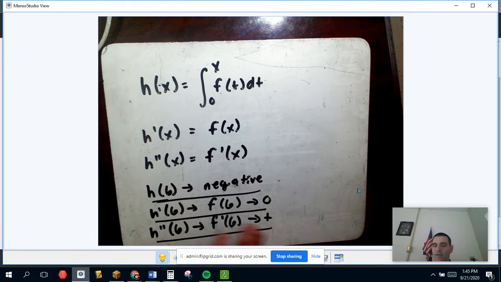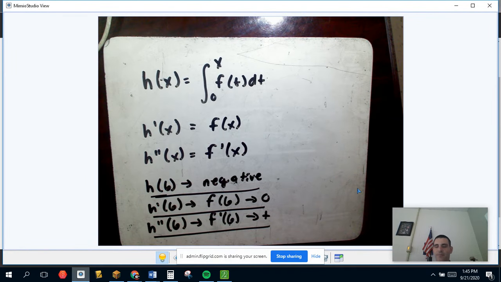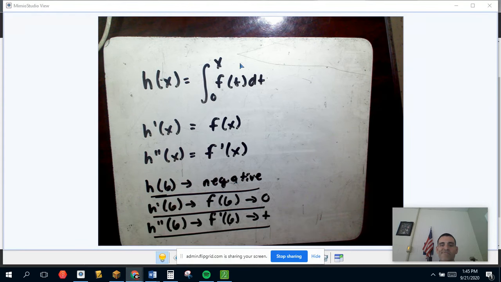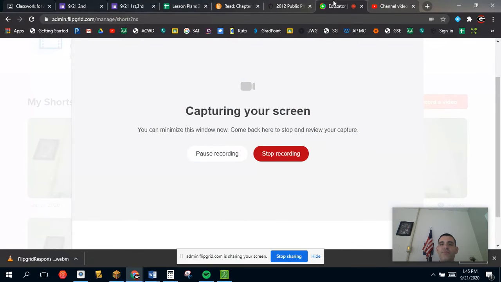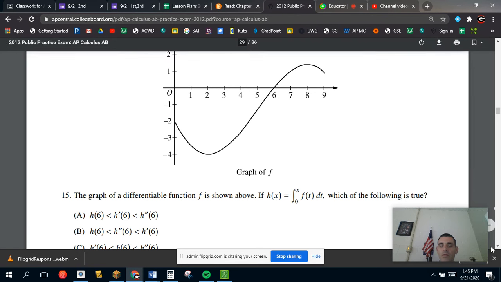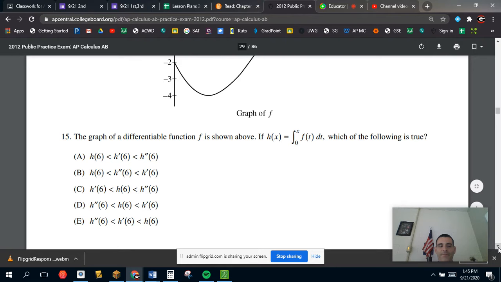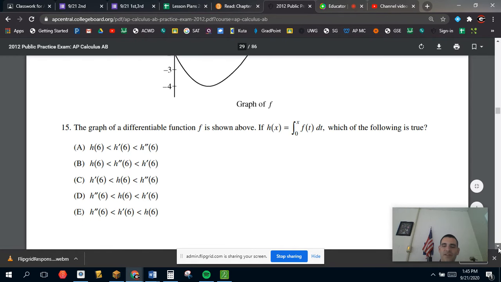I didn't quite finish 16. I was just about there. If you just came from the previous video, h of 6 is less than h prime of 6, which is less than h double prime of 6, which makes the answer A. So the answer is A on number 15, as you can see there.